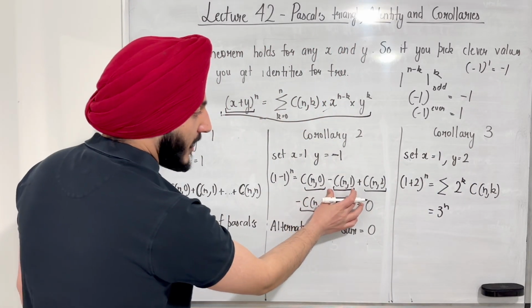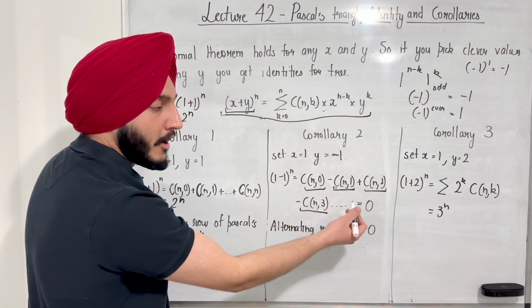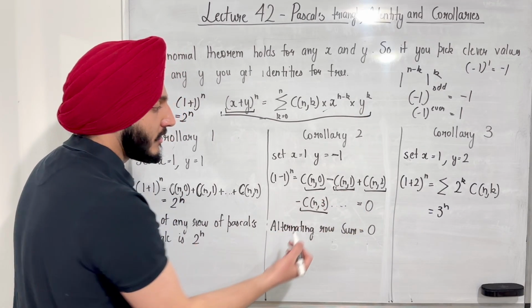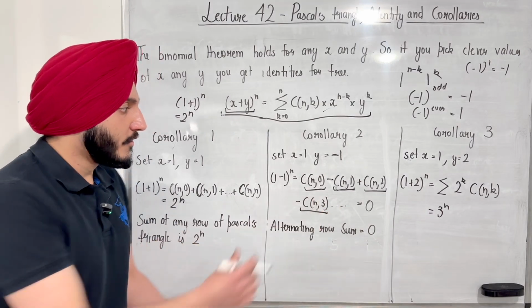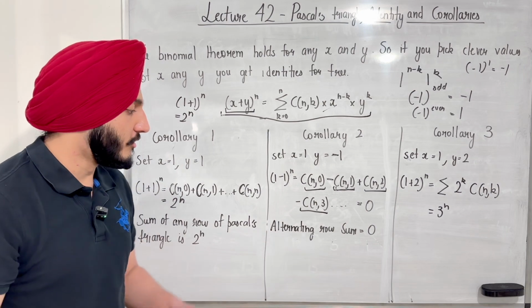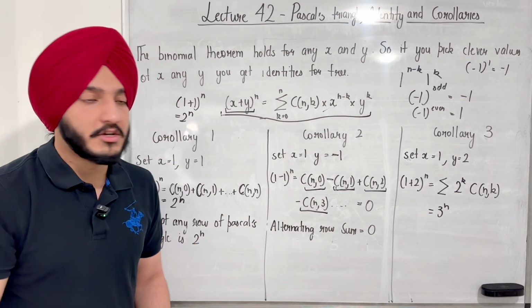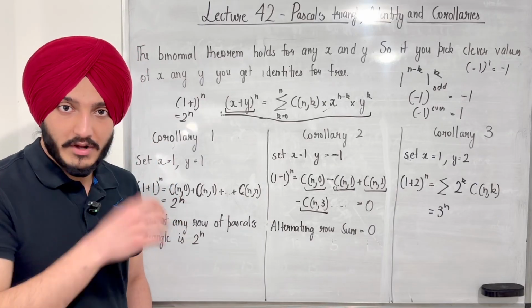So all the odd powers, all the values where C(n, odd number) is there, you have a minus sign next to it. And if you sum it all together, if you do the entire sum, it would result in 0. That's the entire point of the corollary too. So the idea is that the alternating row sum is pretty much equal to the value 0. Once again, just a quick summary.